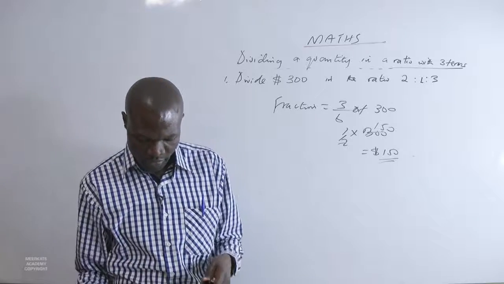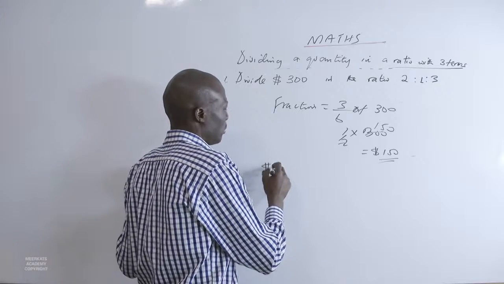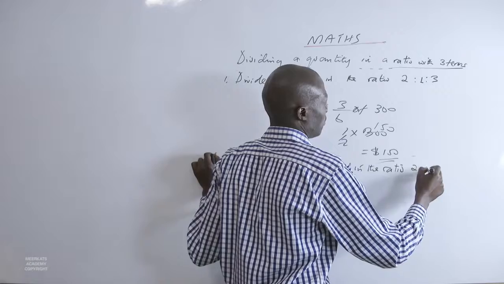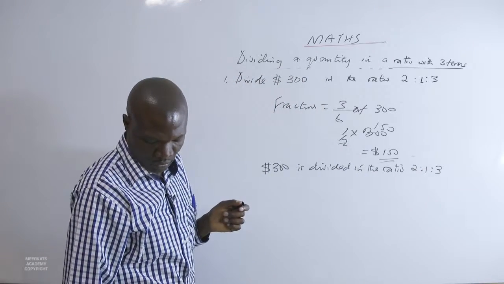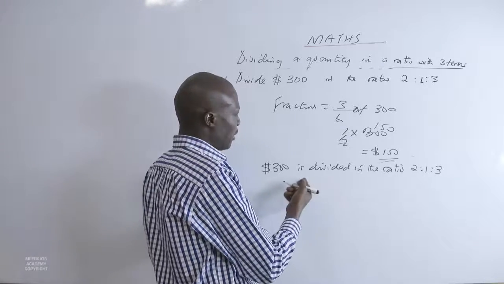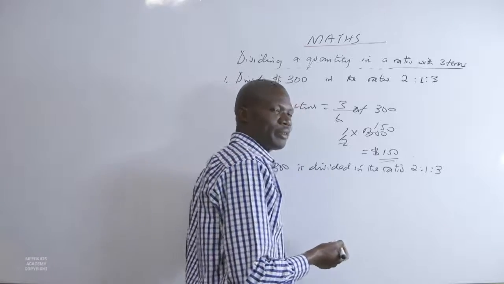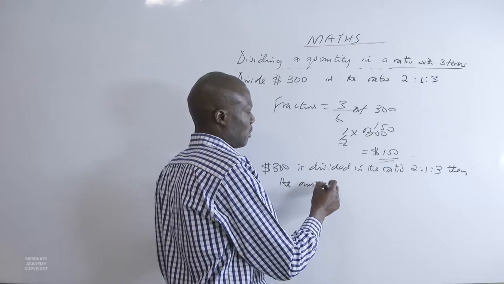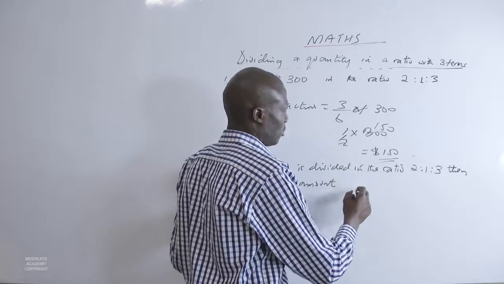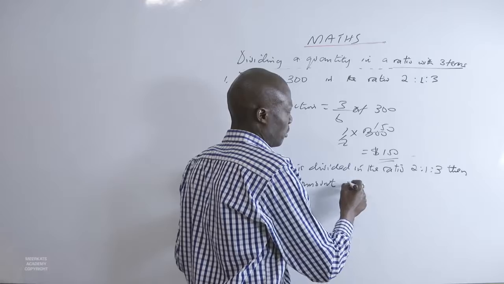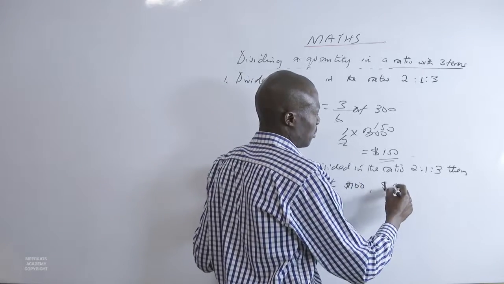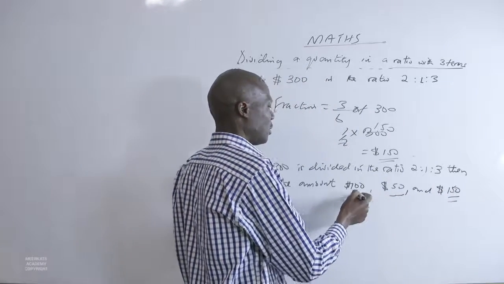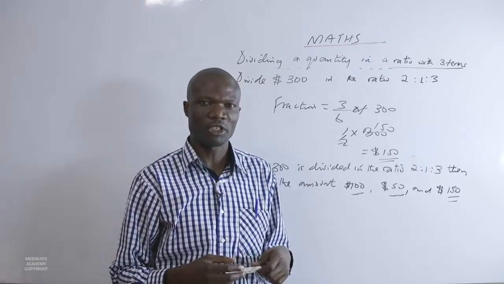So we can conclude and say that if $300 is divided in the ratio 2 to 1 to 3, then the amount received is $100, $50, and what? $150. That is the fraction approach.